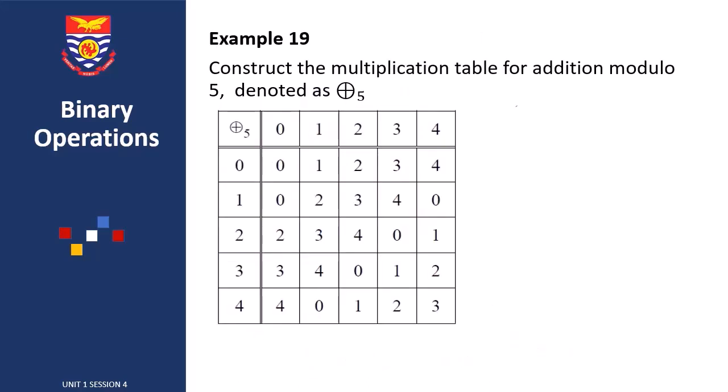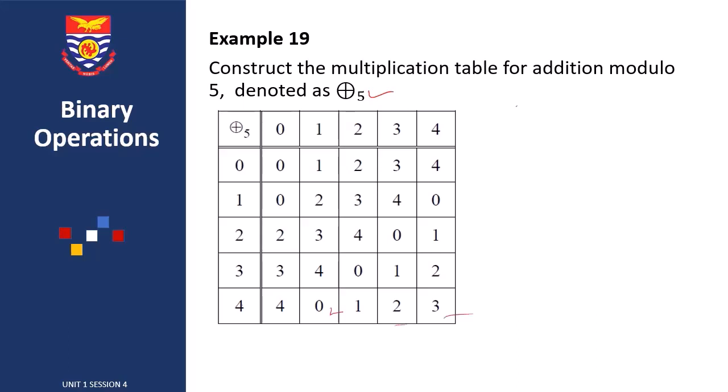Now, example 19: construct the multiplication table for addition modulo 5, denoted like this. Guys, you remember modulo. When you talk about modulo, the remainder theorem should come into your mind. You can see that you're dealing with modulo 5. 4 plus 1 gives 5, but it turns out to be 0 because of modulo 5. Don't forget the remainder theorem.